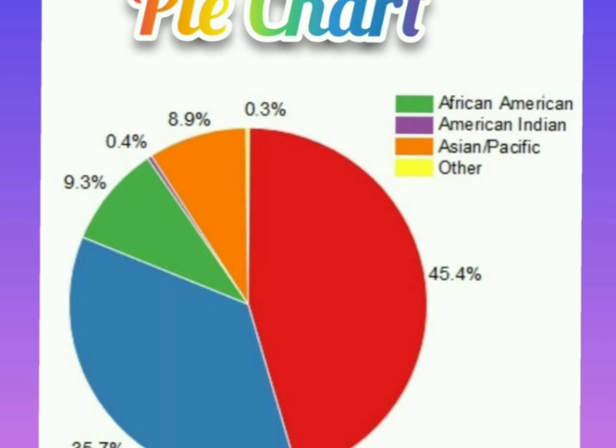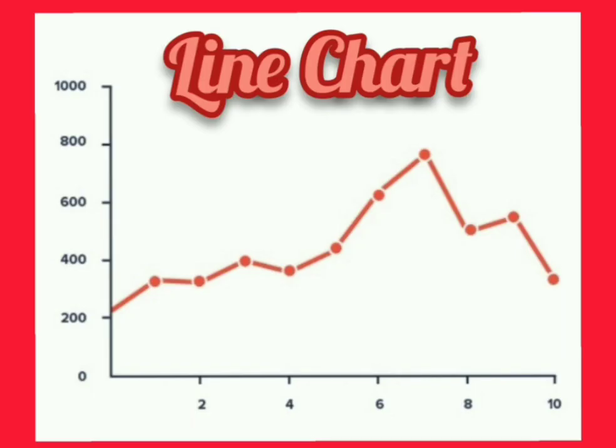Pie chart. This chart displays data in the form of a circle that is divided into a series of segments. It always shows only one data series of a given field and is useful when you want to emphasize a significant element.